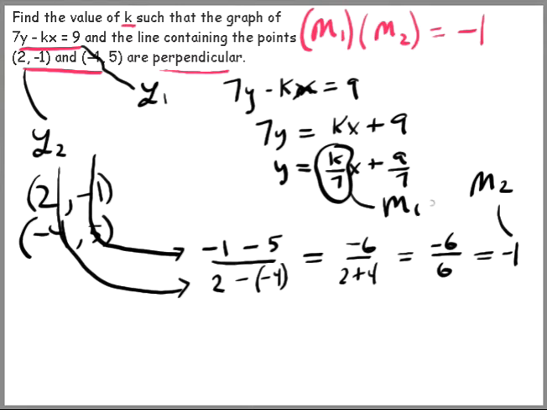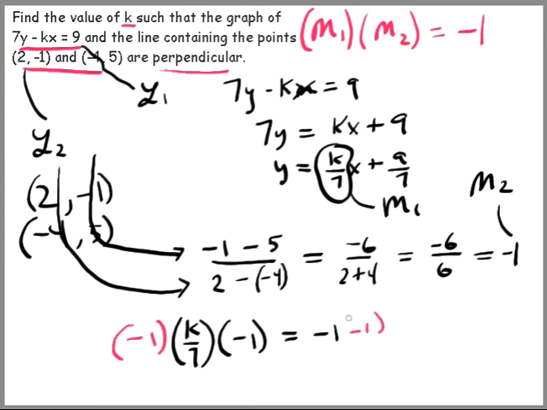Now the two slopes must multiply to -1. So the slope of line 1 is k over 7 times the slope of line 2, which is -1. To be perpendicular, they must multiply to -1. So now we're going to try and find the value of k that makes this so, or basically in section 1.3, solving for k. I'm going to multiply both sides by -1.